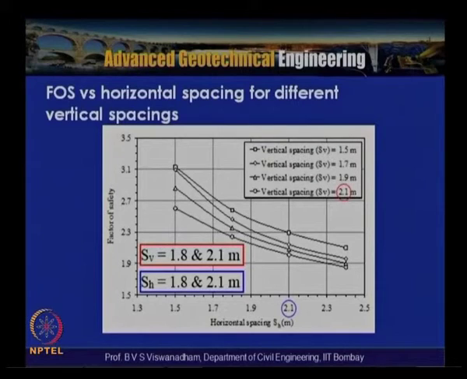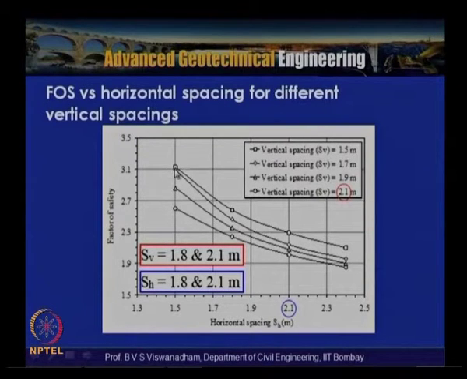And with the variation of horizontal spacings, let us say for a horizontal spacing of 1.3 meter, 1.5 meter, and when the vertical spacing is increased, for example here with a vertical spacing of 1.5 meter.